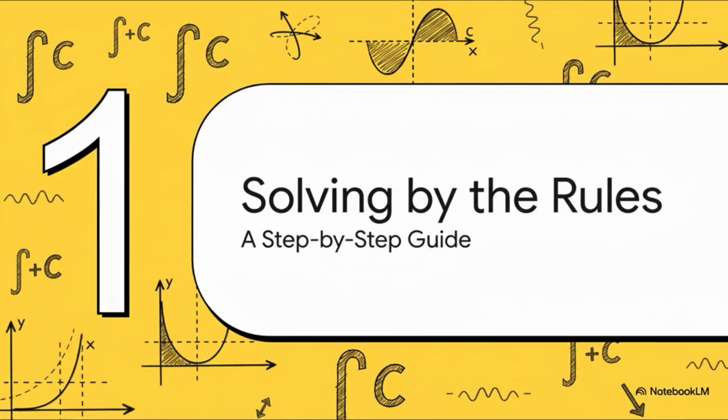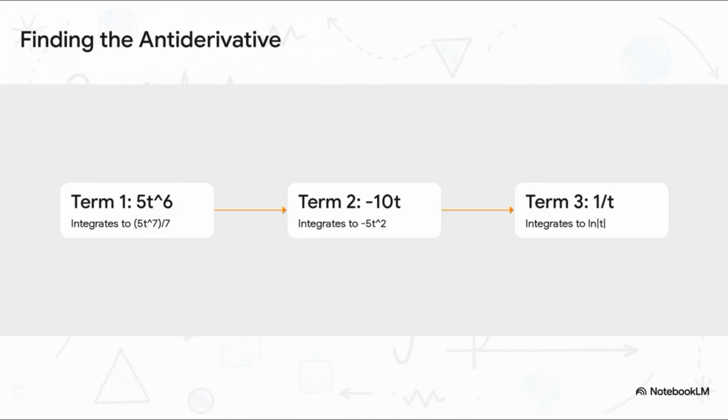First, we're going to tackle it the way most of us would at first glance, just by applying the standard mechanical rules of integration. We'll find the antiderivative, plug in the limits, and see what number pops out. The easiest way to do this is just to break it down, right? Term by term. That first one, 5t to the 6th, integrates to 5t to the 7th over 7. That's just our classic power rule.